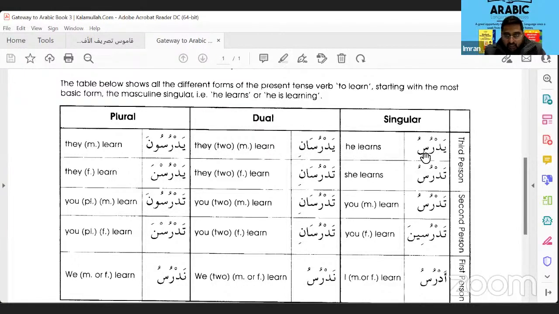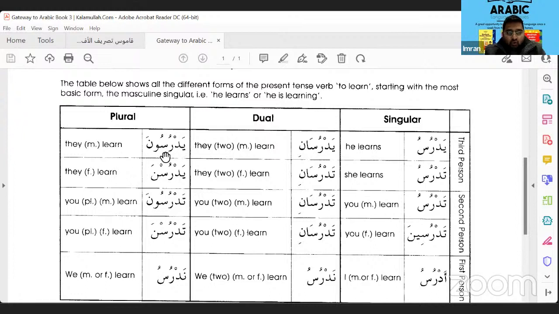So yadrusu, he learns. Yadrusani, the alif noon here is the suffix which represents dual. That's the present tense in its original form. Then when we want to make the plural for they all male learn, we add the waw and the noon to the singular, and it becomes yadrusuna. So yadrusu, he learns. Yadrusani, they both learn.